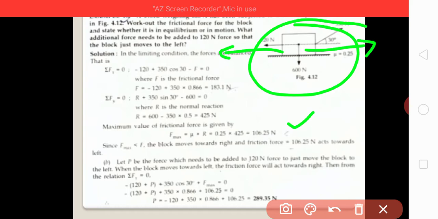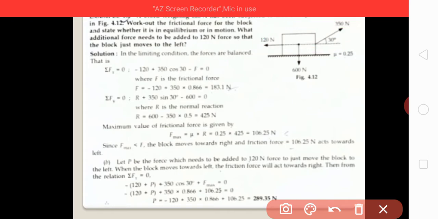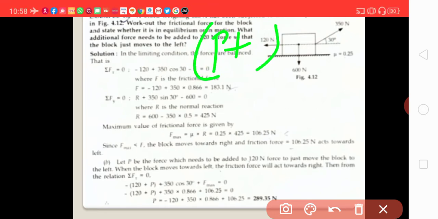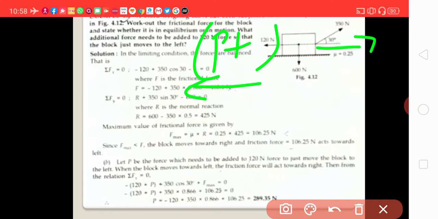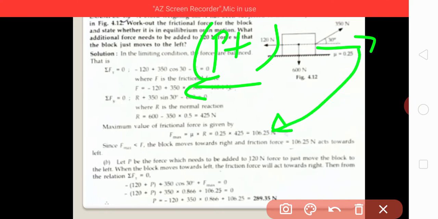In the second case now, let P be the force which needs to be added. What we want is to add P force here extra, so that the block moves this way. In that condition, the frictional force will be acting this way, at its maximum value of 106.25.